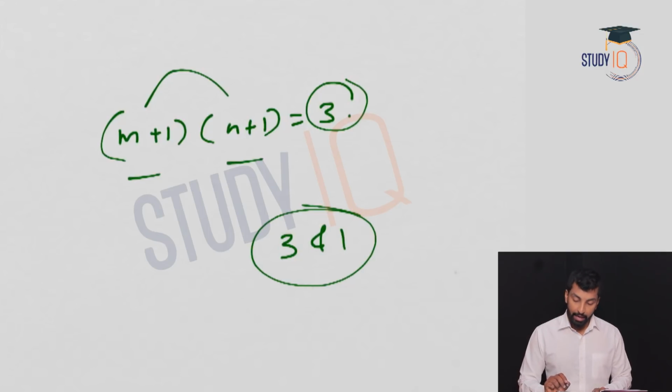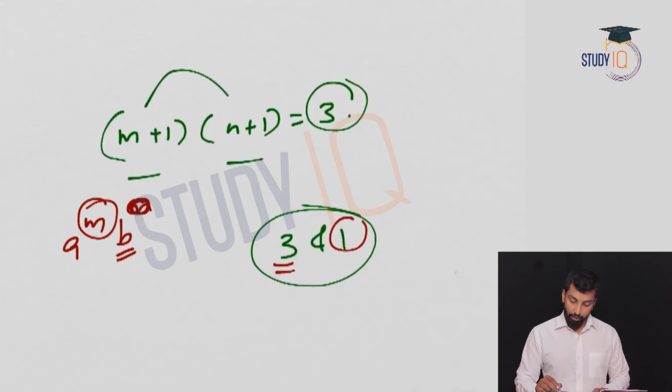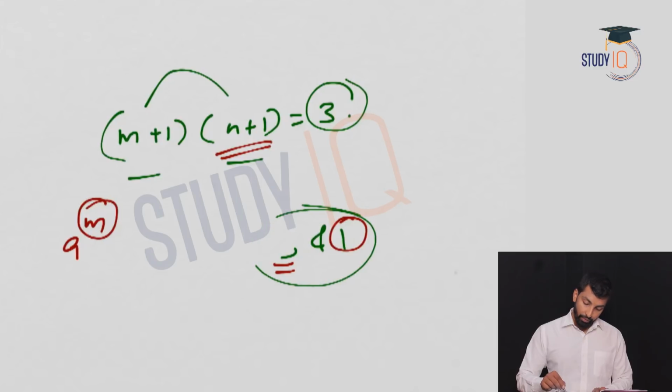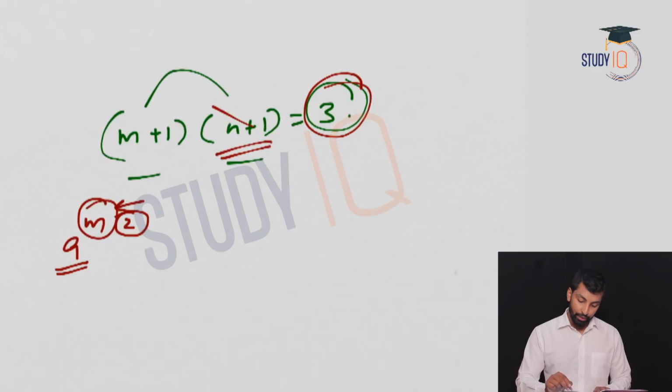Is this possible? If it is 3, imagine you have this number a raised to m, b raised to n. If 3 means m is 2, right? So m+1 is 2... sorry, 3, but what about the other one? That is actually 0. Then only n+1 becomes 1, and then this is actually 1. So there is no second prime number involved here. So what you can conclude is there is only one prime number involved, and the power of that prime number is 2. That's why you are getting 3.